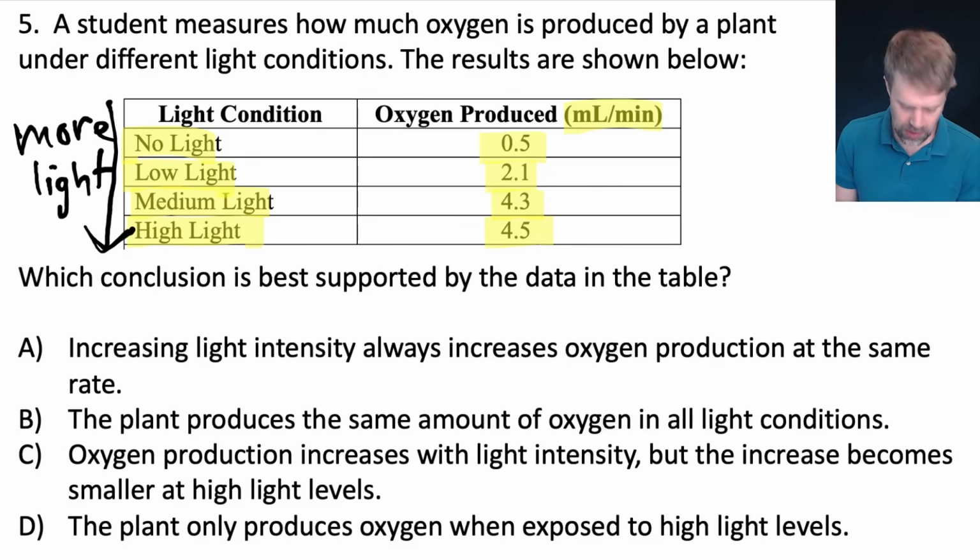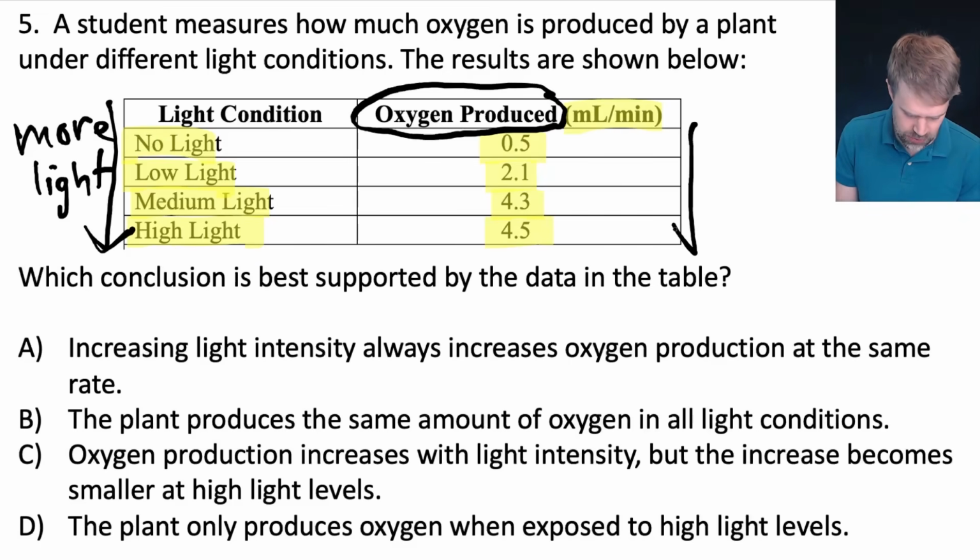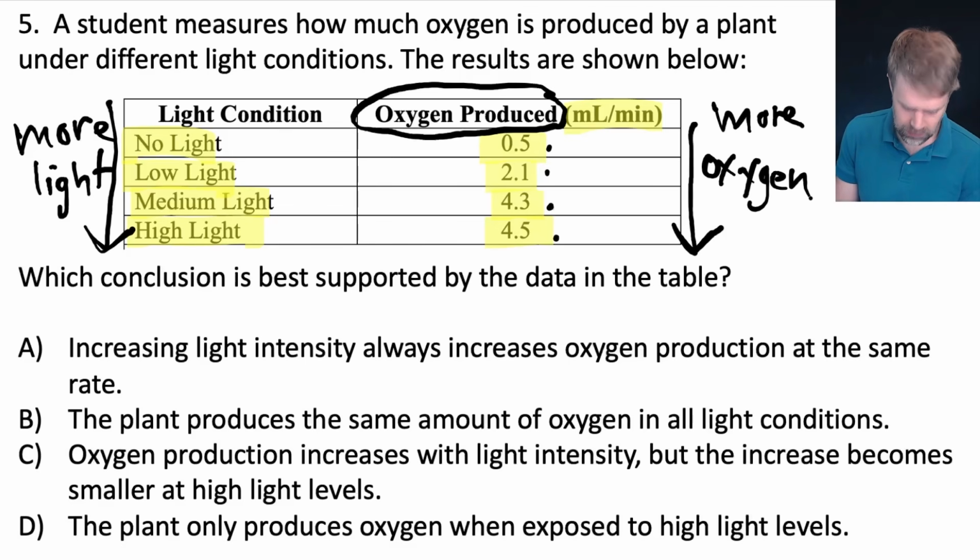And as we have more light, what is happening to the amount or the rate at which oxygen is produced? 0.5, 2.1, 4.3, 4.5. More oxygen. That is what the data is showing. Okay? We give the plant more light: no light, low light, medium light, high light. The amount of oxygen that the plant makes increases. 0.5, 2.1, 4.3, 4.5.